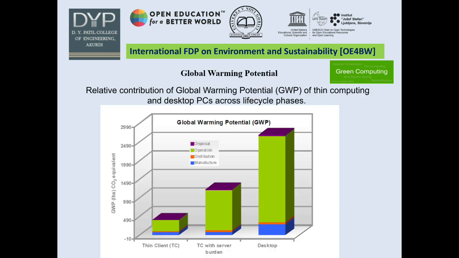And global warming potential: it is useful to compare the alternatives across all phases of the product life cycle and against a common metric. Global warming potential shows most CO2 emission occurs during the operating phase, typically due to the consumption of energy that is associated with greenhouse gas emissions. Depending on the mix of energy generation sources, with various contributions from natural gas, fossil fuel, nuclear or renewable energy, the CO2 emissions output may vary. Here we are considering the relative contributions of global warming potential of thin computing and desktop PC across life cycle phases. This diagram clearly indicates how the thin client is better than the desktop and the server.